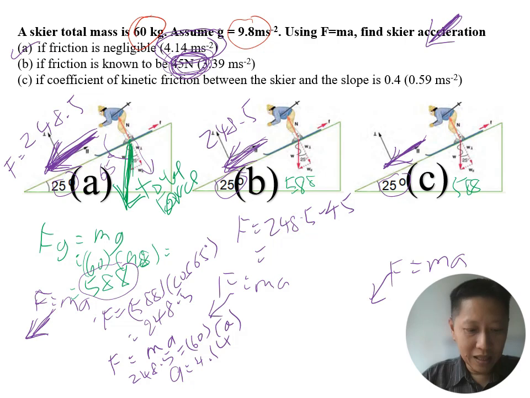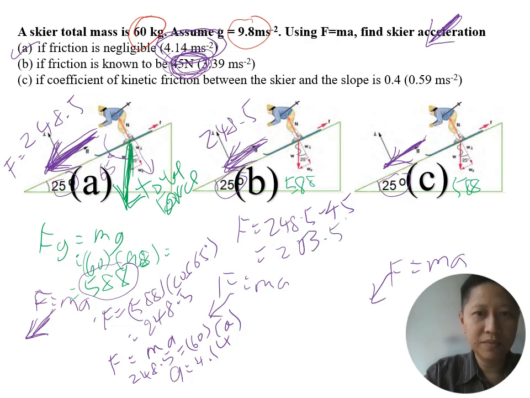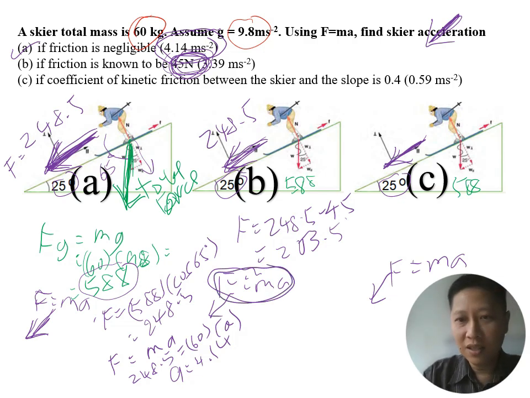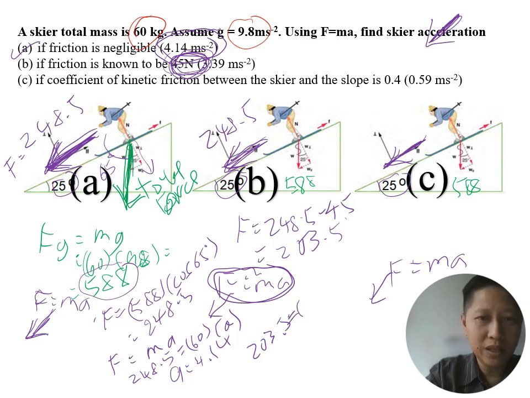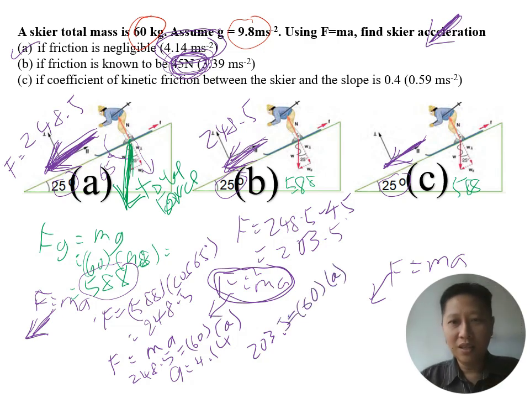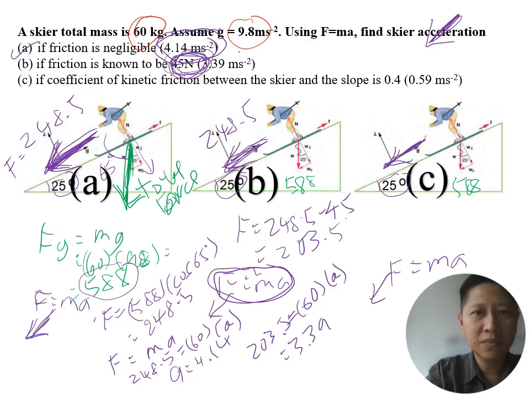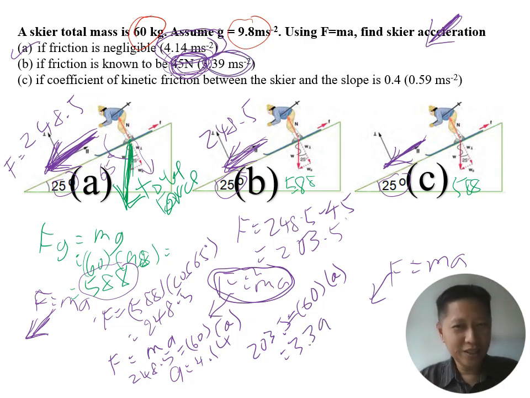We expect a lesser net force in the 25-degree direction. So the net force is 203.5. Again, we use the general formula to find the acceleration: 203.5 equals the mass, 60 kilograms, times a, for case B. We divide 203.5 by 60 kilograms and get 3.39. For the second case, the acceleration is slower.